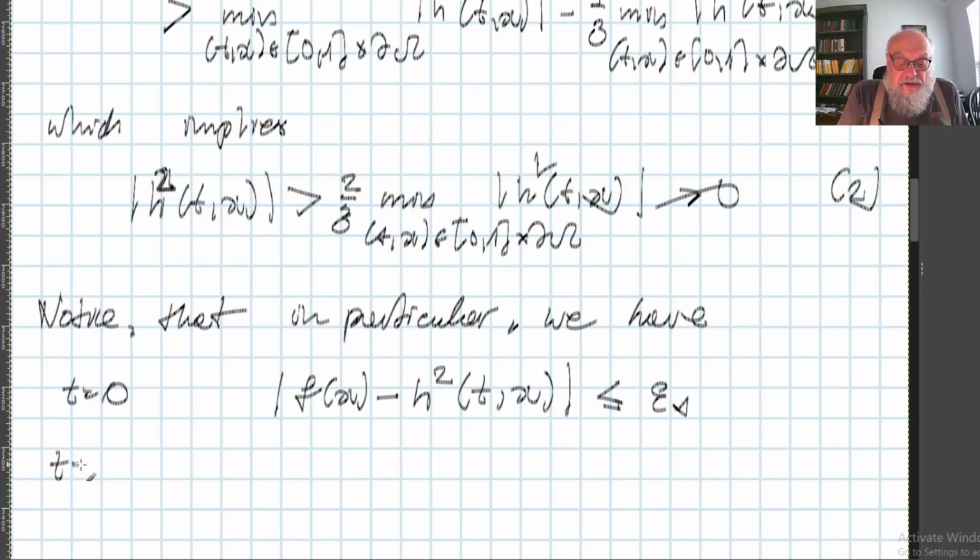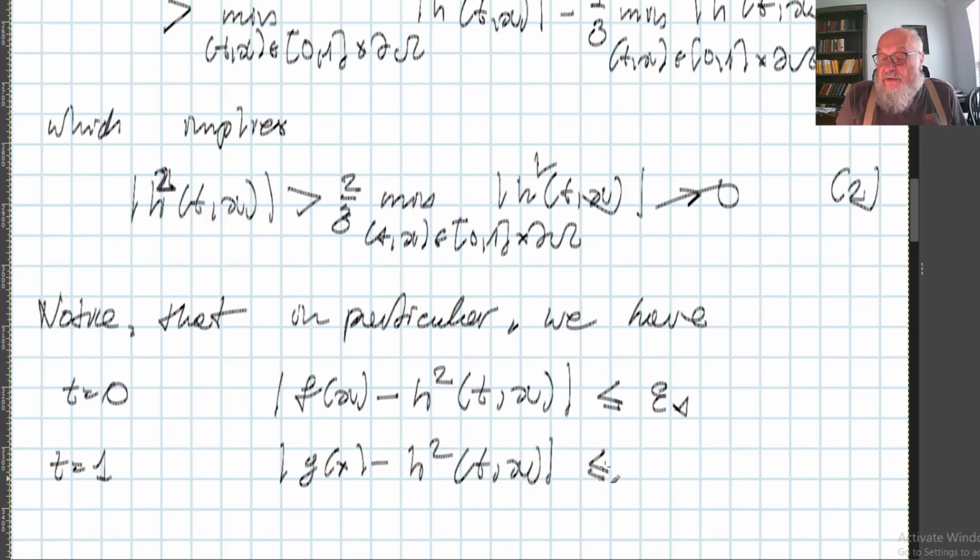And similarly, for t equals 1, we are getting that |g(x) − h2(t,x)| must be smaller than epsilon 1. So this is epsilon 1 as well. So these two values are.